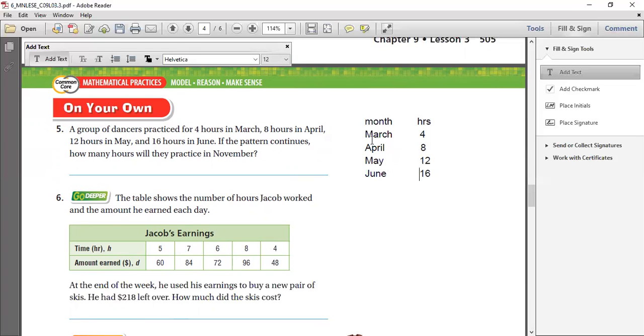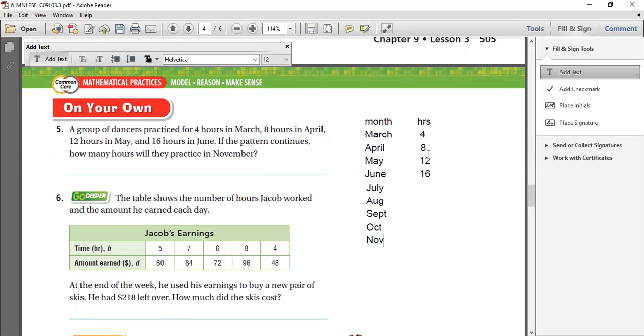Okay, are you done writing? So March is 4, April 8, May 12, June 16. Now the question is for November. What comes after June? July, right? After July, August. And after August, September. And after September, October. After October, November. So this is our question. How many hours will they practice in November?